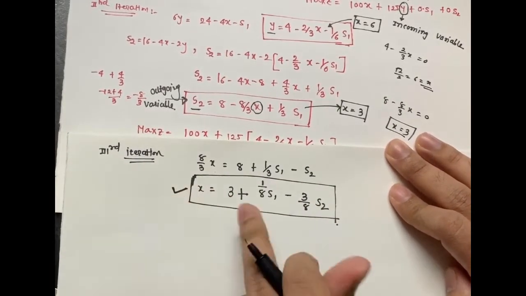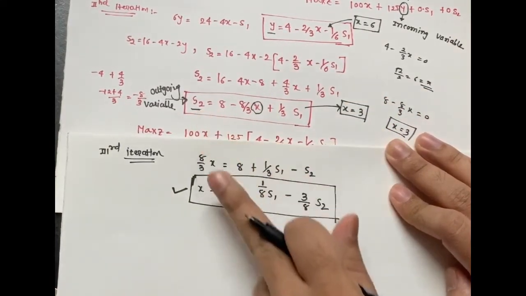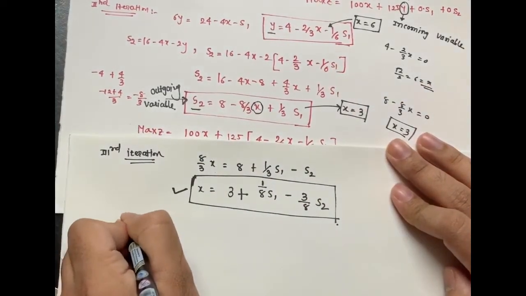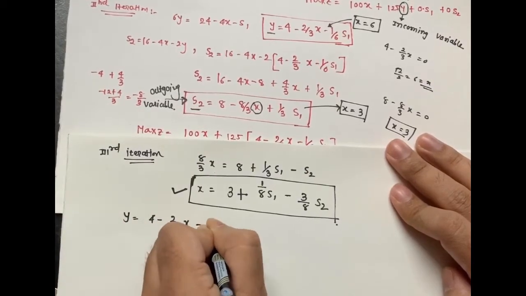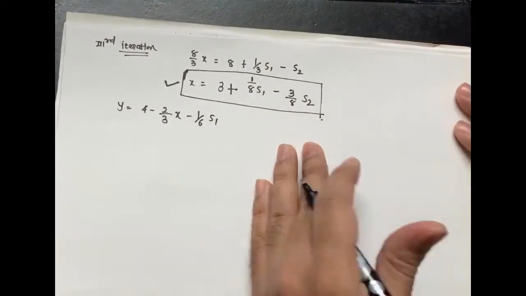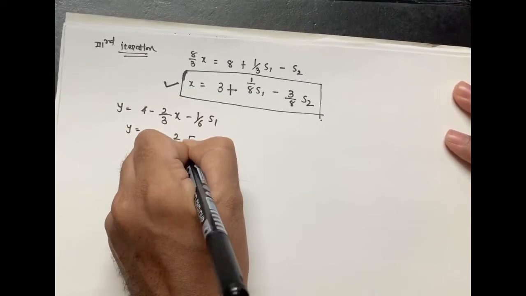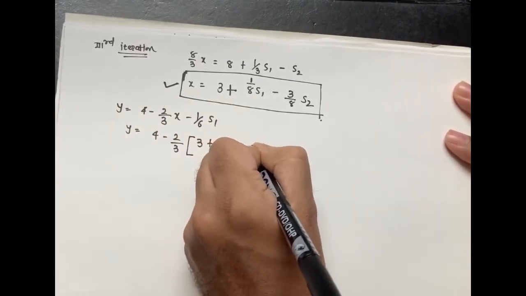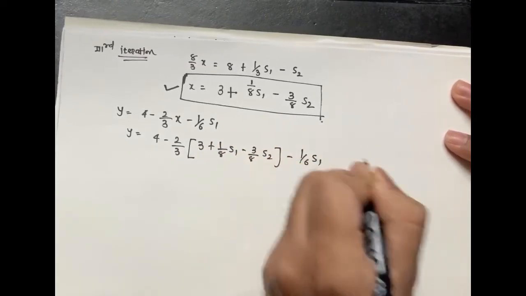Now, what is the second equation? The second equation was this one, as this equation is already written in the form of x: y equals 4 minus 2 by 3x minus 1 by 6 s1. So y equals 4 minus 2 by 3 times x, which is 3 plus 1 by 8 s1 minus 3 by 8 s2, minus 1 by 6 s1.